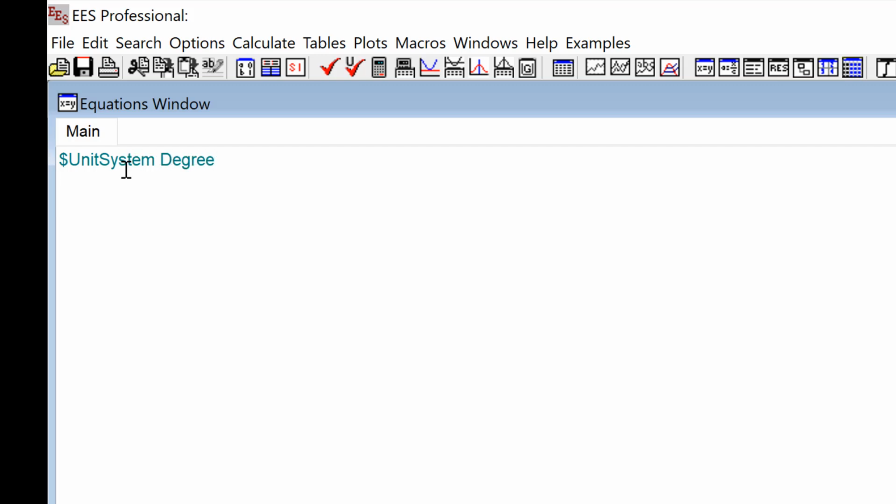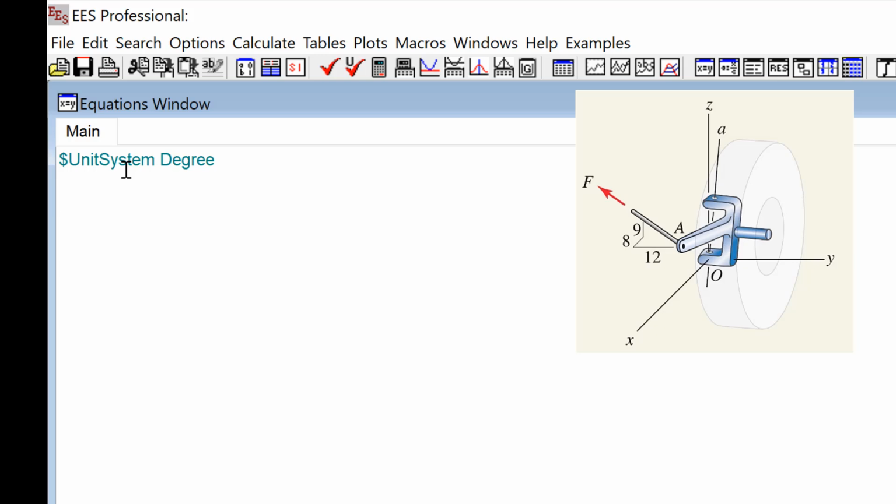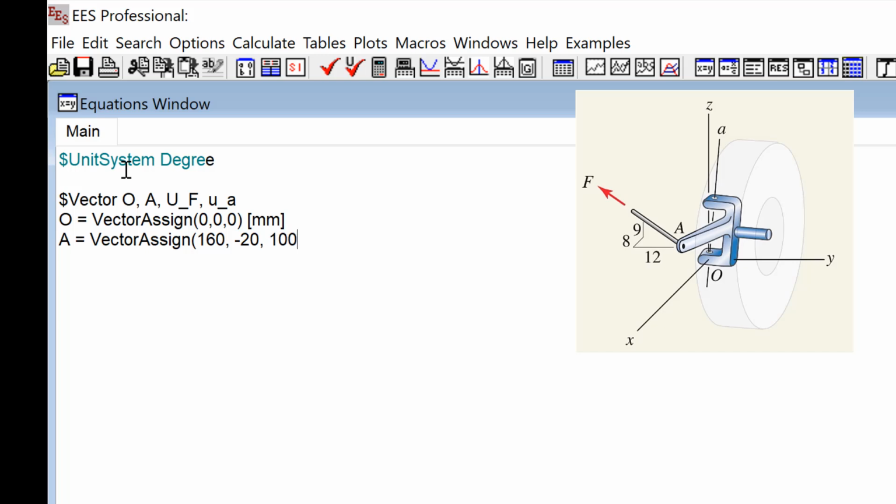So I am going to enter an angle here. That 10 degrees is an angle. It's going to be in degrees, so I better use the dollar unit system directive to specify that I'm going to use degrees. Let's see, I know the coordinates O and A, so I'll go ahead and enter them. O is just 0, 0, 0, and A is vector assign 160, minus 20, and 100.